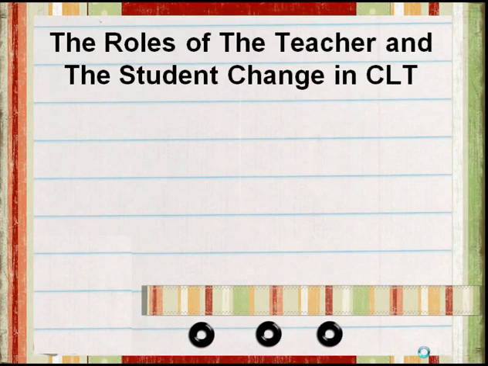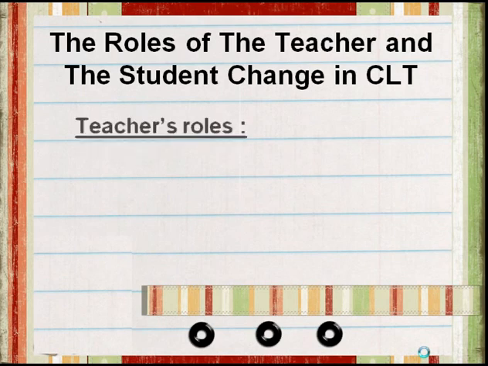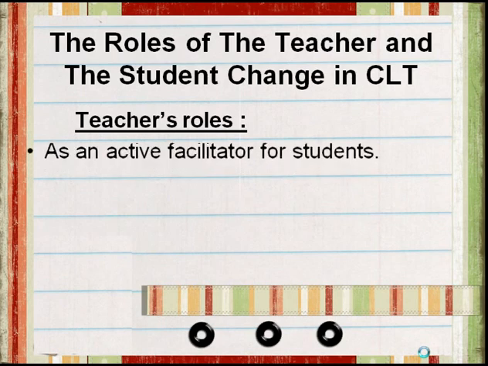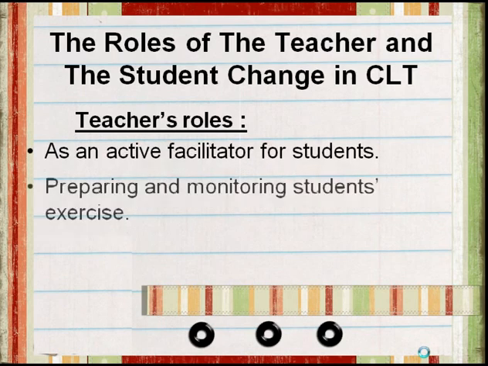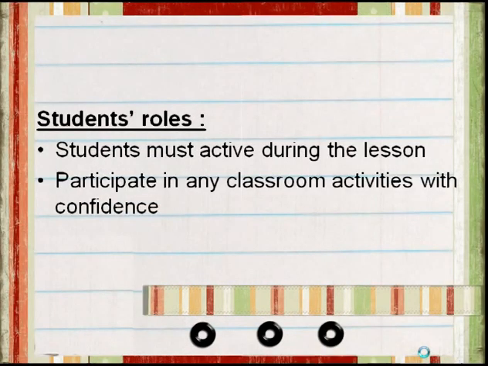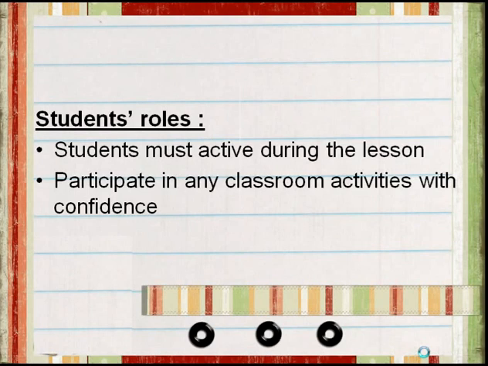And now, I will explain about how the roles of the teacher and the student change in CLT. The teacher's roles are as an active facilitator for students, and preparing and monitoring students' exercises. And the students' roles are that students must be active during the lesson and participate in any classroom activities with confidence.